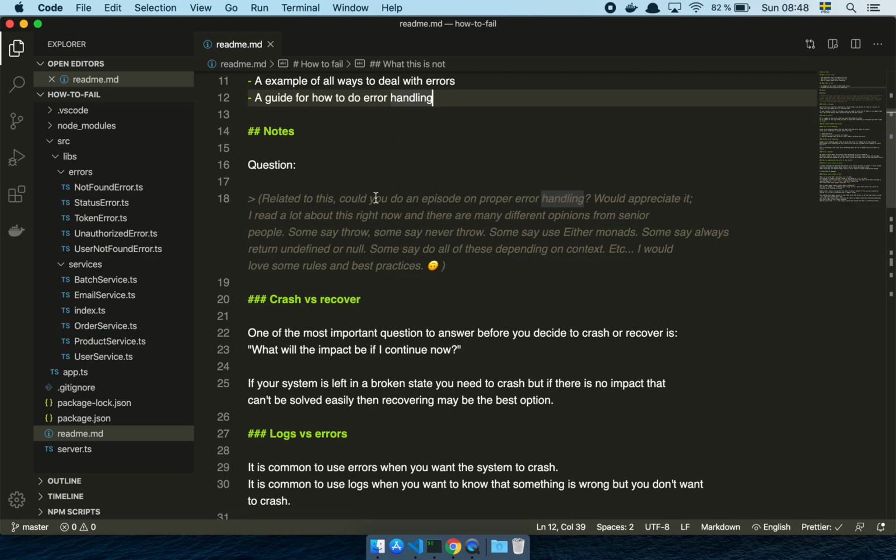Related to this, could you do an episode on proper error handling? I would really appreciate it. I read a lot about this right now, and there are many different opinions from senior people. Some say throw errors, some say never throw, some say that you should use an either monad, some say that you should always return an undefined or a null, and it depends on the context, etc., etc. And this person is absolutely right. There are so many different ideas on how to do proper error handling.